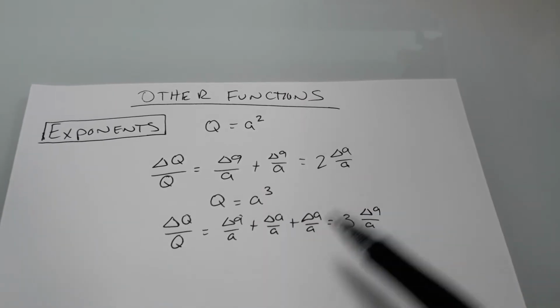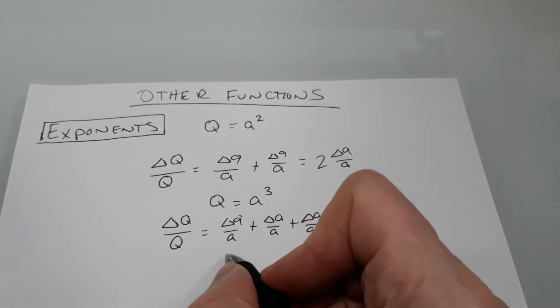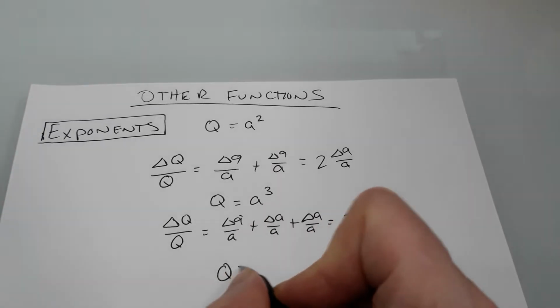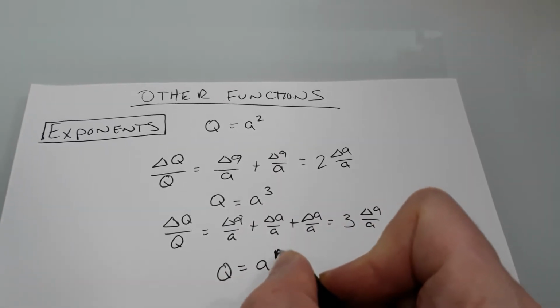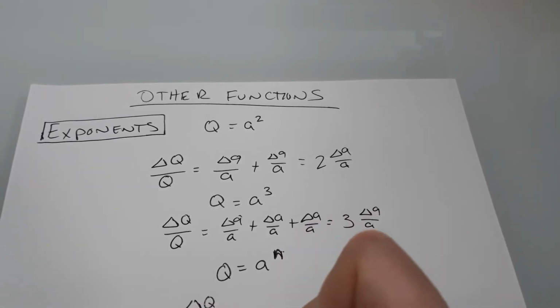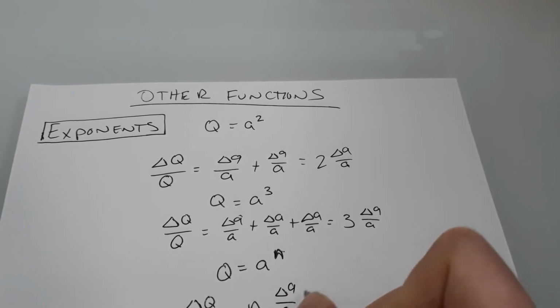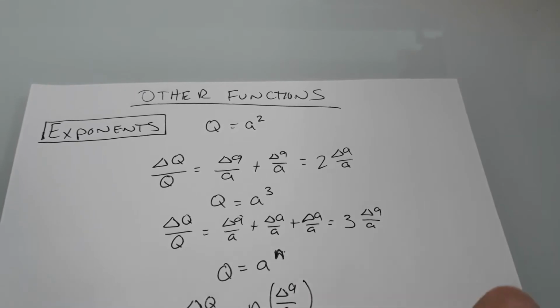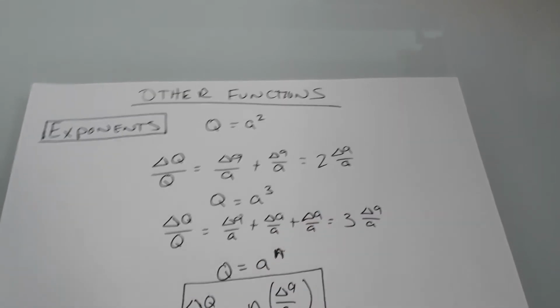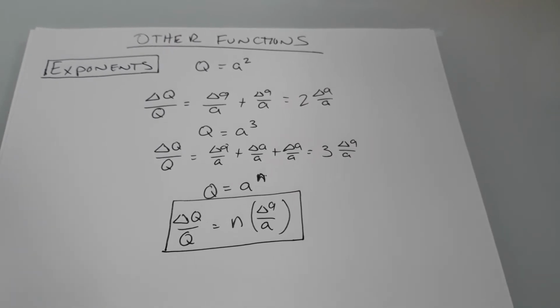And so therefore, we can kind of make a generalized equation. You don't really have to do this because obviously you can see I already answered the question. But there's clearly a pattern that says that if Q is equal to A to the n power, then delta Q over Q would be equal to n times delta A over A. That's a generalized formula, and that wasn't really necessary, but it is given to you on the IB exam. Okay, and that's it as far as rules.